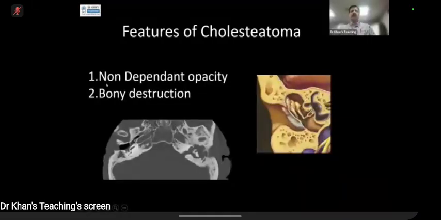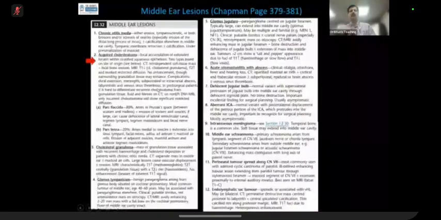Key findings on a CT scan are two. One is a non-dependent opacity with bony destruction. Where and how the bony destruction will be, we will see. But how good are we on a CT scan to diagnose cholesteatoma? Our sensitivity and specificity is not very good, which is obvious. But these are the two key points which we remember.